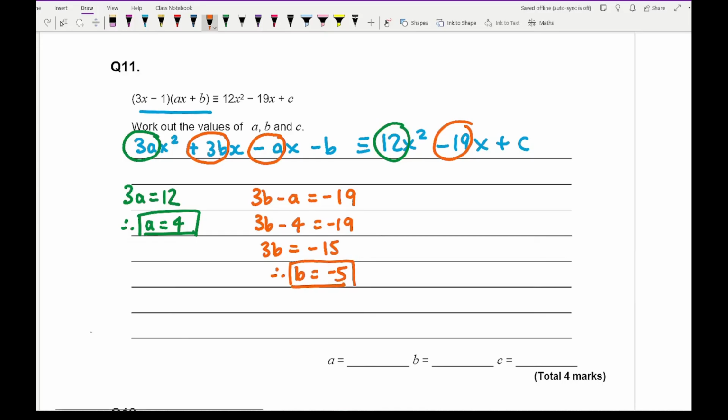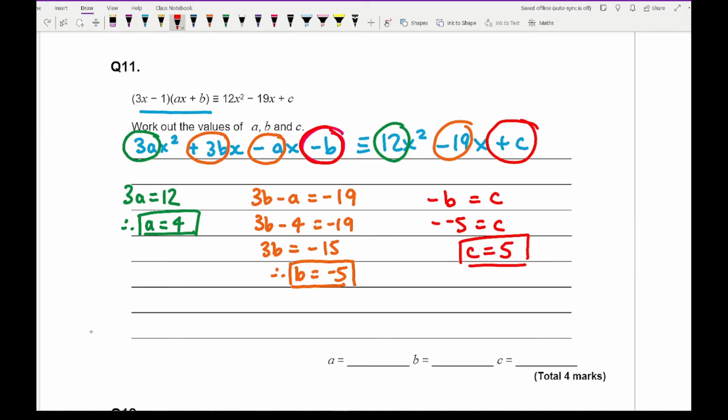Then finally comparing the constants. So here I've got minus b, and on this side I've got positive c. Let me just do that again because I've completely obliterated that plus sign and got rid of the c. And it's this colour we were using. So plus c, and we've got minus b. So here minus b equals c. So minus 5 equals c. So c equals positive 5. And so a equals 4, b equals minus 5, and c equals positive 5.